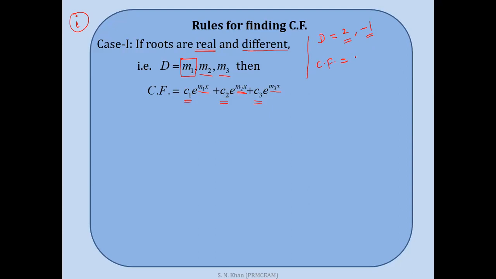So for the first root, we will write the first term here, C1 into e to the power. The first root is 2, so it will be e to the power 2x. Okay? Then the second root is -1, so for that the second term here will be C2 into e to the power -1x, or -x.